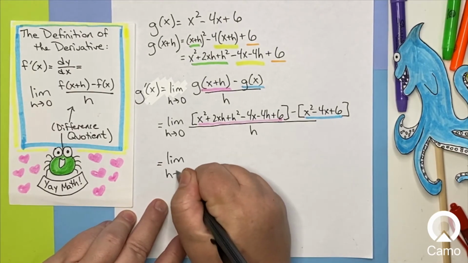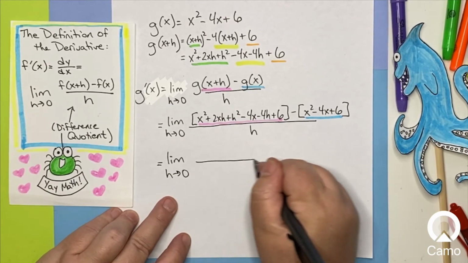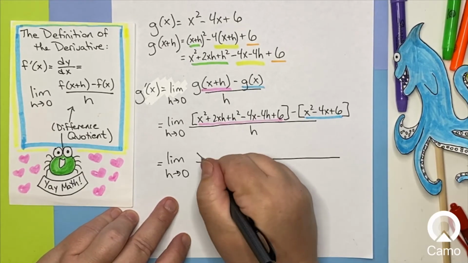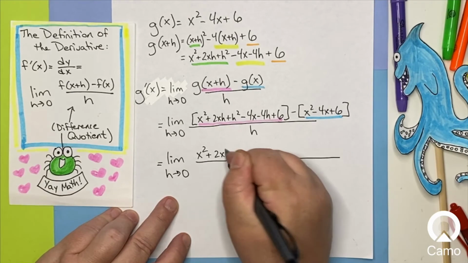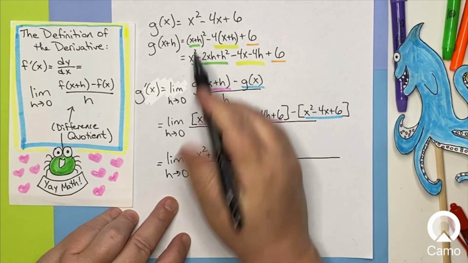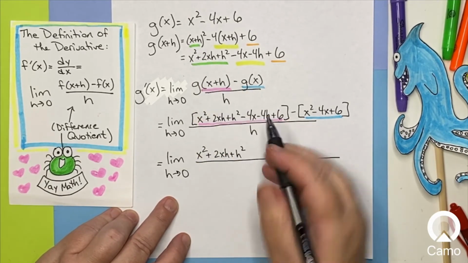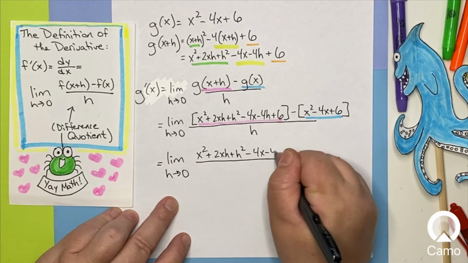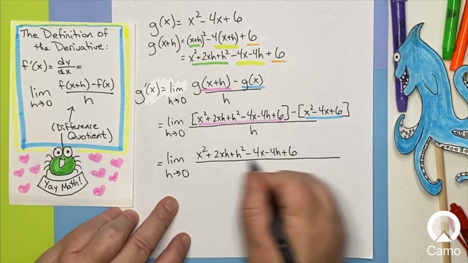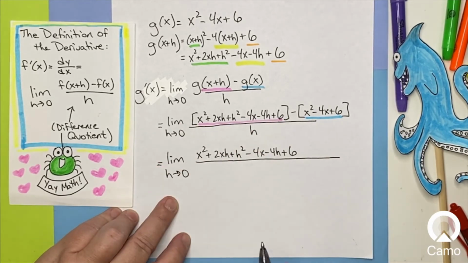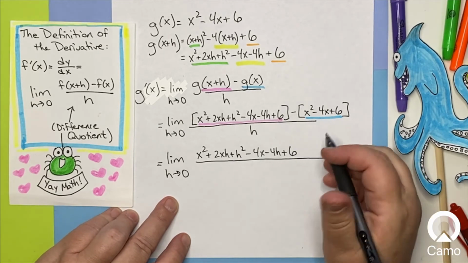The limit as h approaches 0 of the big thing, x squared plus 2xh plus h squared. There's that x plus h, the quantity squared, minus 4x minus 4h plus 6. See how h is really all sprinkled through? Again, you can't just add h at the end.